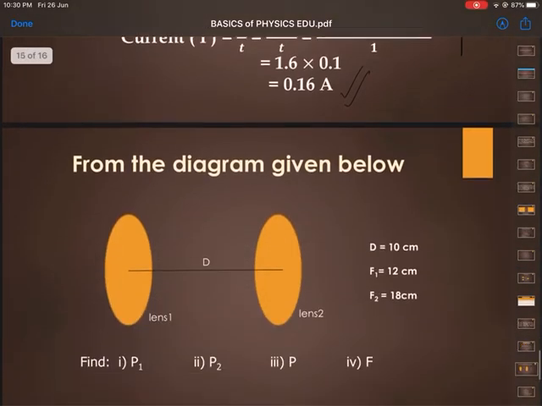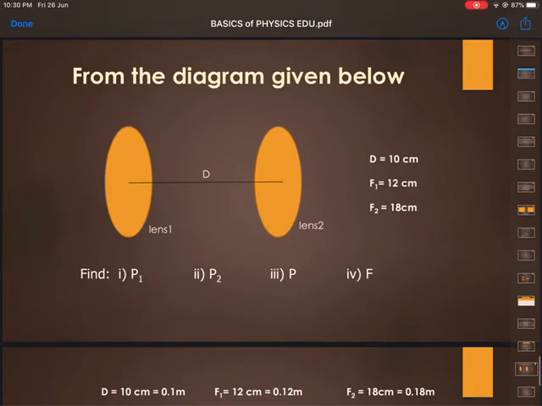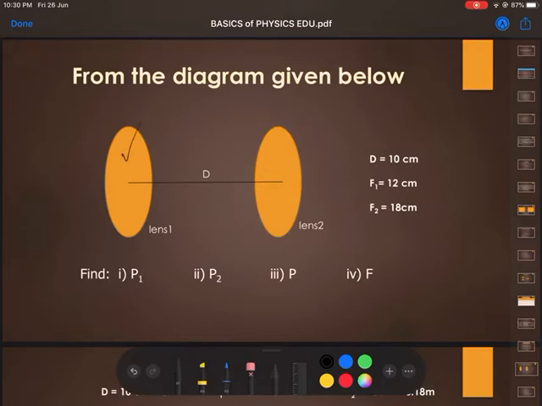Let's move ahead. In this diagram, we have got a very interesting thing here. We have two lenses, L1 and L2, and their focal lengths are given as 12 and 18, and the distance between them is 10 centimeter. That means this distance is 10 centimeter. So two lenses, both convex, having focal lengths 12 and 18, kept at a distance of 10 centimeter. What I want to find is the total focal length and power of the combination.